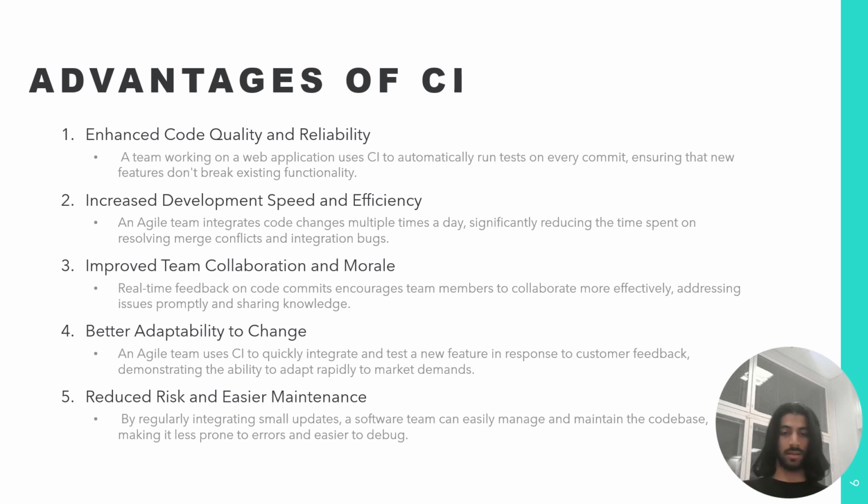Similarly, the fourth point is better adaptability to change. If you have a CI pipeline for a system, with every commit you can quickly go to the deployment phase rather than having a rigorous unit test phase that you have to do manually. It's automated, so you can get to the deployment phase more easily and quickly.